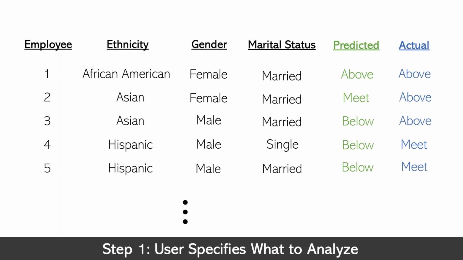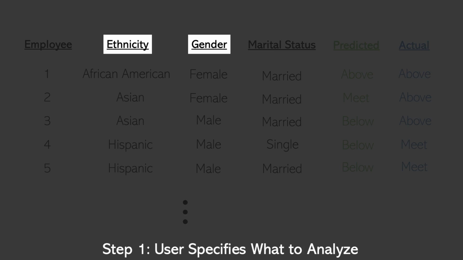With this data set, you first specify what you want to analyze. Let's say you're interested in learning about whether the model is biased against ethnic and gender intersectional groups. Ethnic and gender intersectional groups are groups formed by the intersection of ethnicity and gender. Some examples are Hispanic males and Asian females.